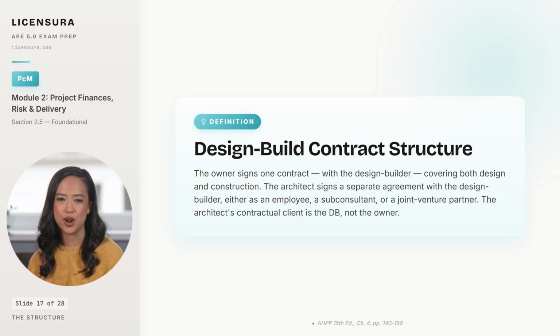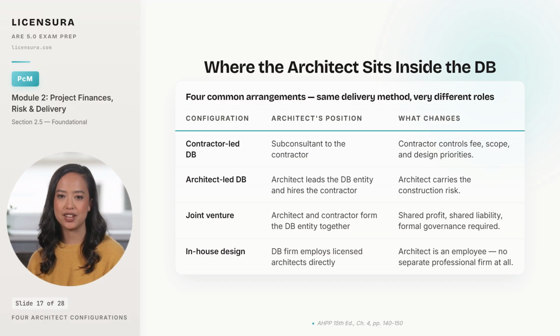Now consider the four configurations the architect can occupy inside that DB structure, because they are not the same job. Four configurations, and the difference between them is who carries the risk. In a contractor-led DB, which is by far the most common arrangement, the architect is a sub-consultant. The contractor controls the fee, the scope, and the design priorities, and the architect's ability to push back on a value engineering demand is limited because the contractor can replace them.